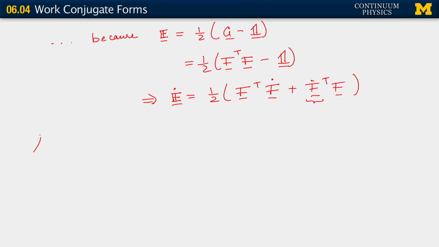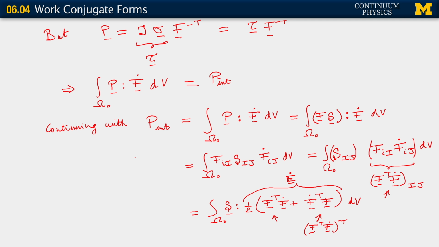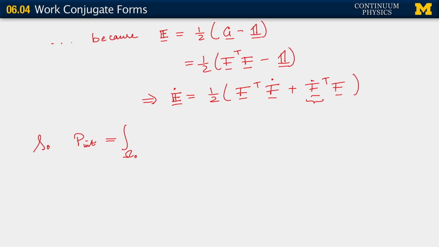So we observe that for P internal we have many different forms. The form we just derived in the previous slide: if I just make that final substitution of E dot for what I've put a brace over, P internal has this form involving the second Piola-Kirchhoff stress tensor contracted with the time derivative of the Lagrange strain tensor. And because the Lagrange strain tensor is defined entirely on the reference configuration, there's no ambiguity about what we mean by its time derivative.